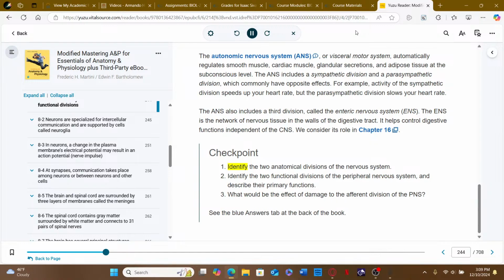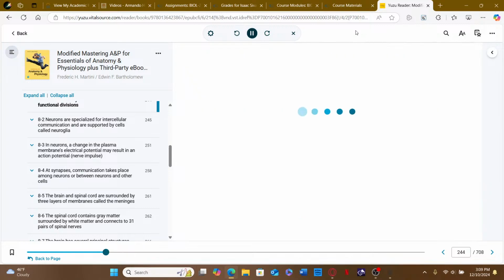Checkpoint. Identify the two anatomical divisions of the nervous system. Identify the two functional divisions of the peripheral nervous system, and describe their primary functions. What would be the effect of damage to the afferent division of the PNS? See the Blue Answers tab at the back of the book.